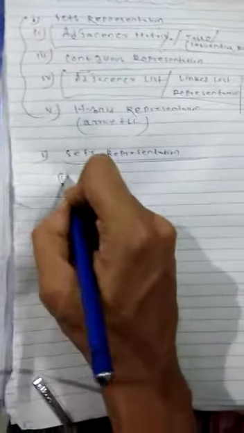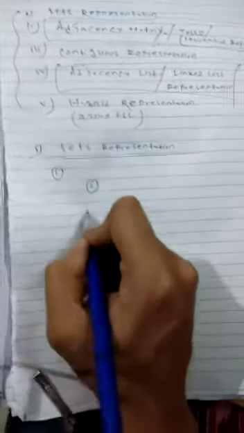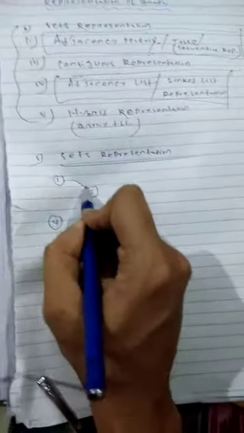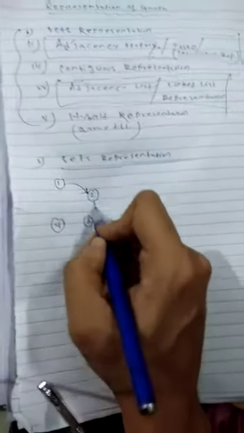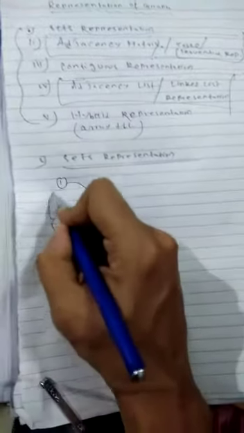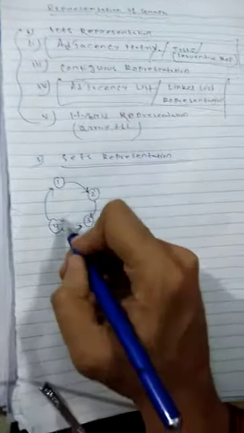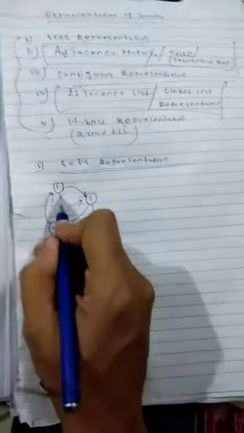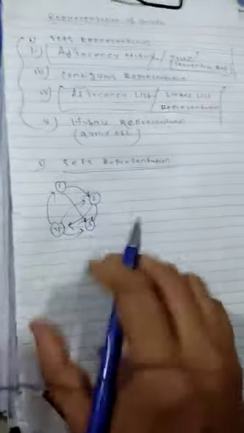So first, see what is set representation. Suppose a graph is there like this, 1 2 3 4. Suppose this is a directed graph, I am writing like this. Suppose these are edges like this, and this is one edge, and this is another edge, and this is another edge, and this is also another edge. So this graph has 4 vertices and a number of edges.